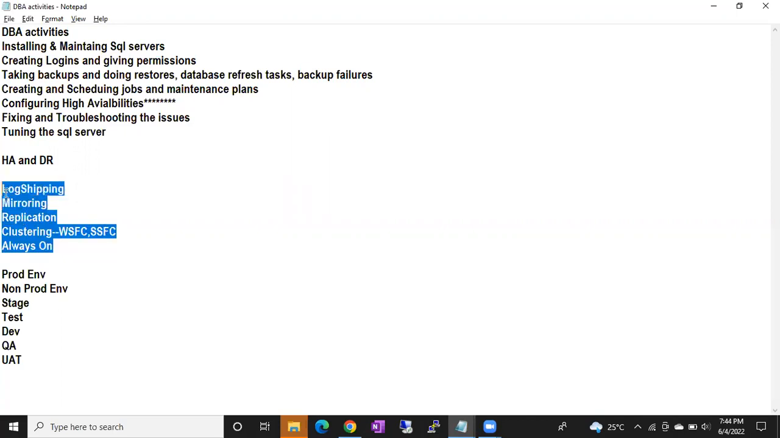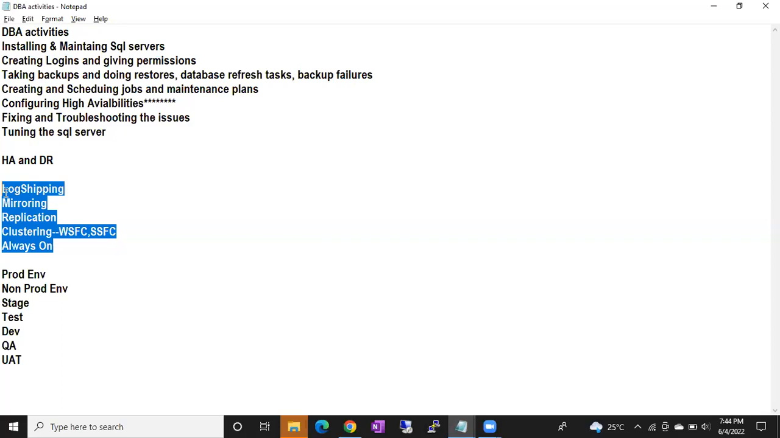So these are the different HA and DR, high availability and disaster recovery, techniques we have in SQL Server. The underlying concept of all these techniques is the same. The basic requirement of all these concepts is the same. What is that? Can anyone tell me? What is the main motto of all these 5 concepts, guys?